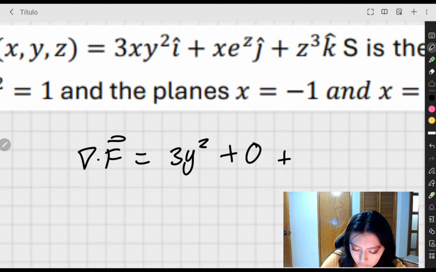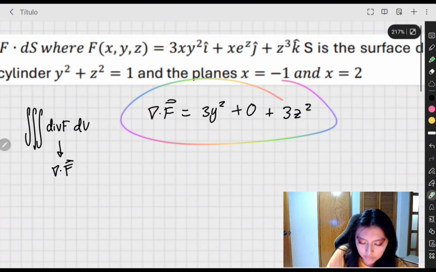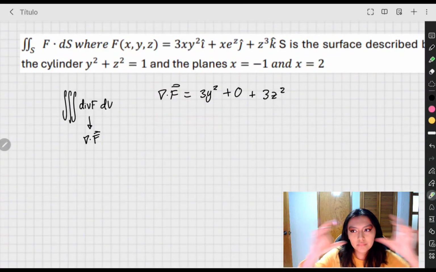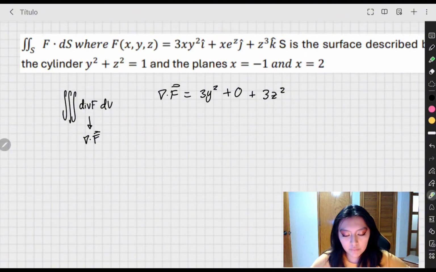Then that's going to be 3 times z squared. It's just 3 minus 1. Alright, so we have this. Then we have to notice that the cylinder has circles. Well, it's an elongated circle, so we can use polar coordinates because it will make everything much easier.